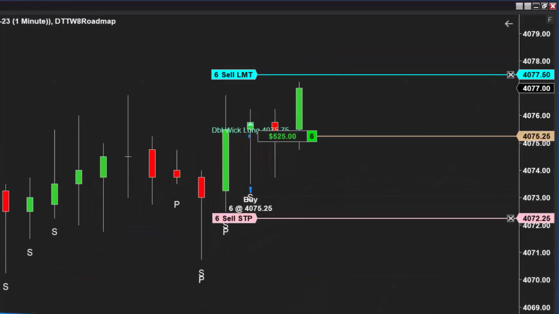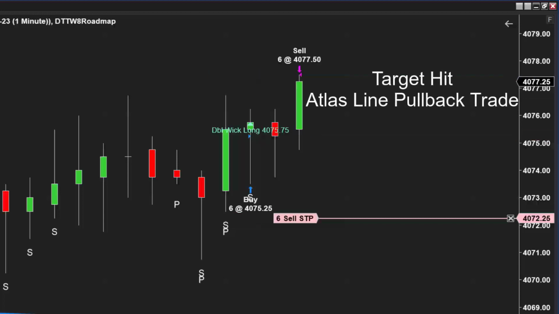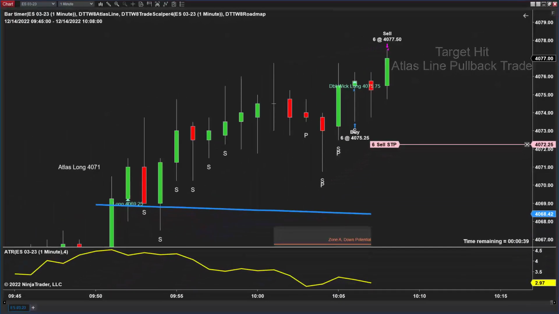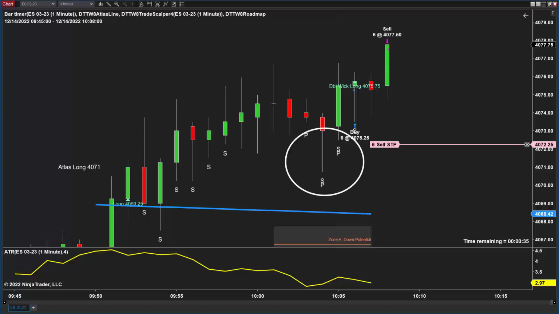So everything is telling me long, especially that double wick on the trade scalper. Order filled. And that was faster than expected, maybe a minute or so. So we have the Atlas line telling us a pullback trade with the P's and the S's. We have the double wick, which is the trade scalper, and we have the roadmap, where nothing is interfering whatsoever. So there were three things here as an example to tell me long.